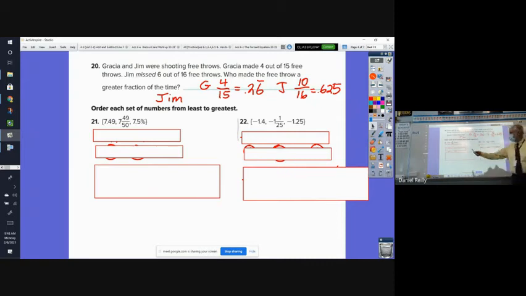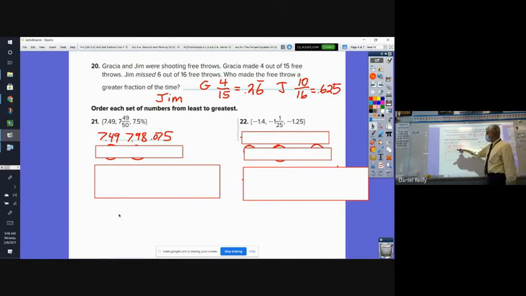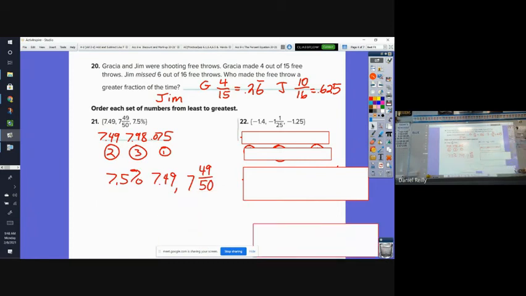Number 21, rewrite them all as decimals. 49 over 50 is 0.98. Put them in order. 0.075, obviously that's the smallest one. Then 7.49, then 7.98. Then rewrite them in the original format. First is this one, 7.5%. Second is 7.49. Third, 7 and 49 fiftieths.